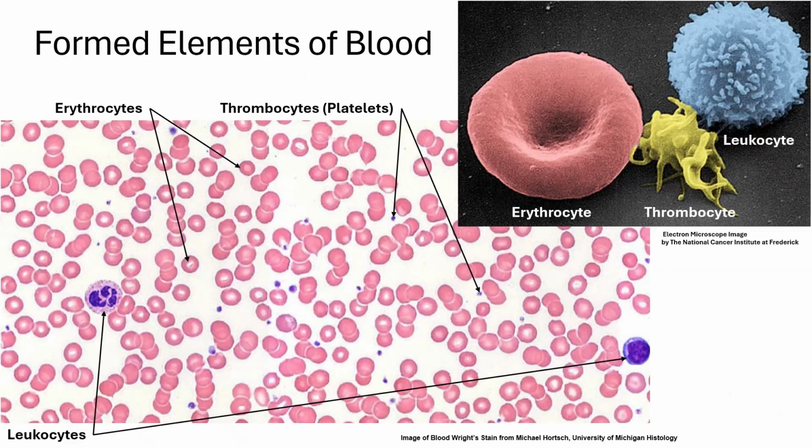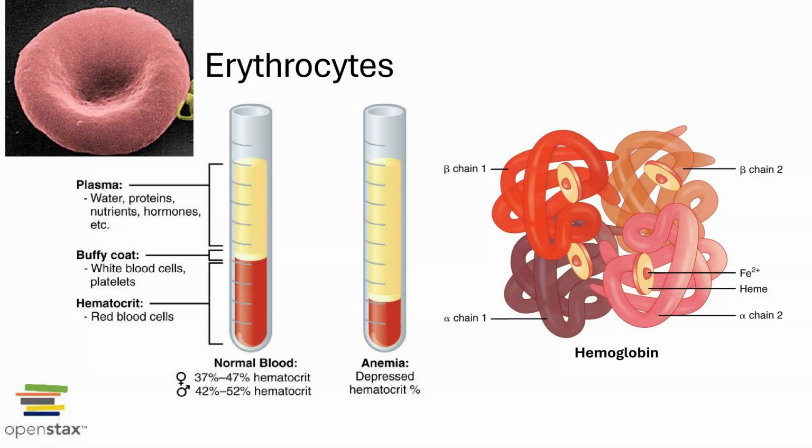The formed elements of blood include erythrocytes, commonly known as red blood cells, thrombocytes, also known as platelets, and leukocytes, commonly known as white blood cells. Erythrocytes transport oxygen and carbon dioxide. They have a biconcave disc shape that increases surface area for gas exchange. Hemoglobin is the protein in erythrocytes that carries oxygen.